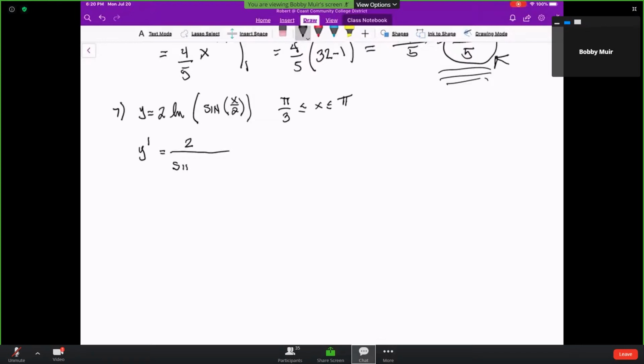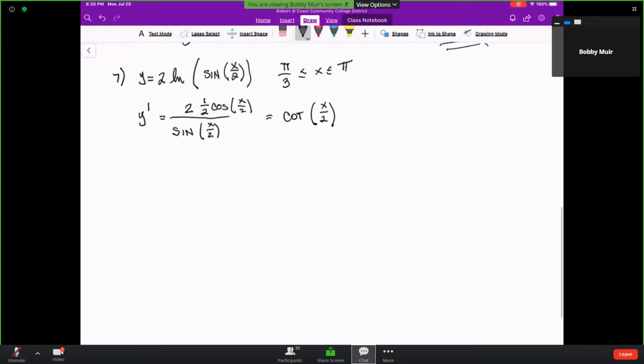Okay, so this derivative is 1 over the sine of x over 2 times the derivative of the sine of x over 2, which is 1/2 times the cosine of x over 2, which is the cotangent of x over 2. And 1 plus y prime squared is 1 plus cotangent squared of x over 2.